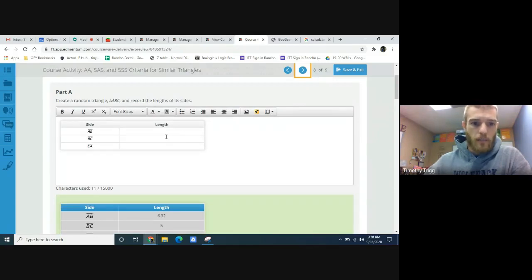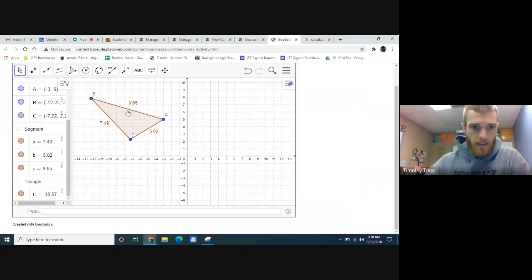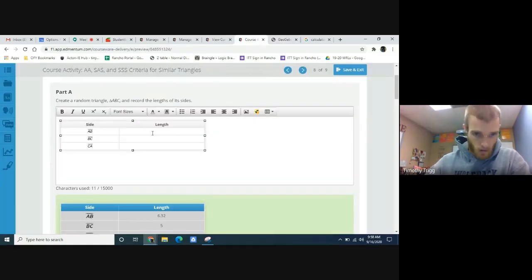Put those side lengths here. So in this case, AB side length. In my case, that's 9.65. Yours might be different. Whatever the values are, you put them here. Great.